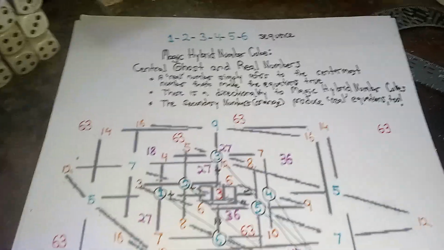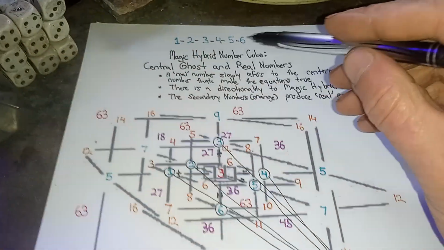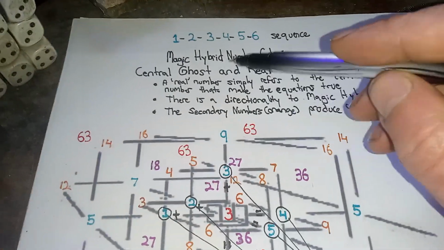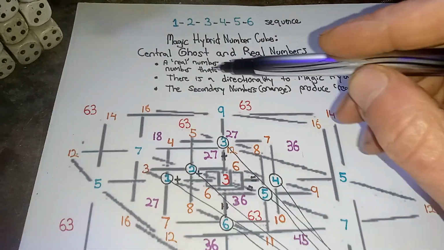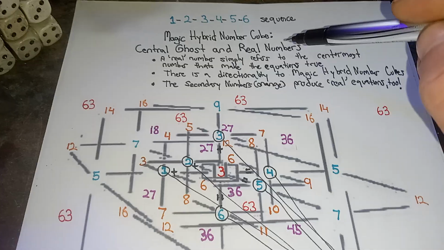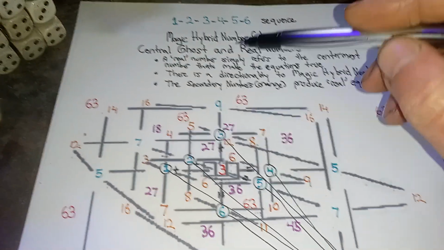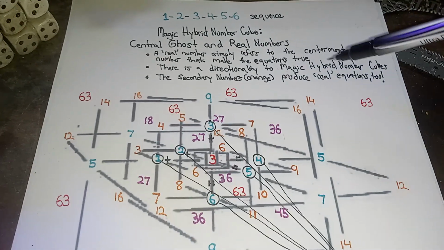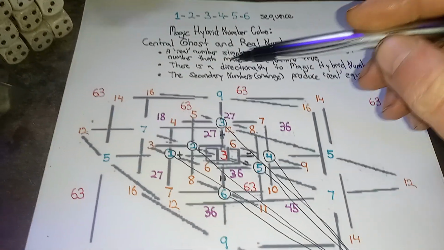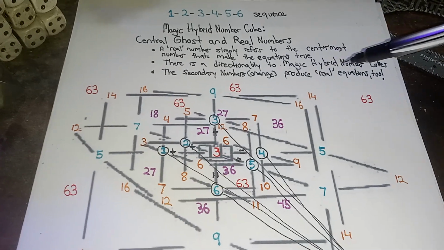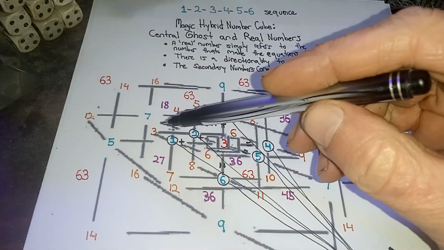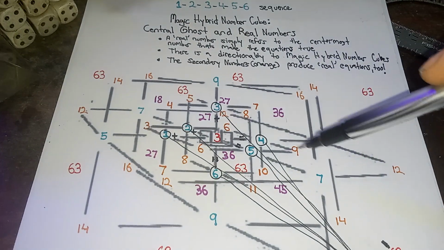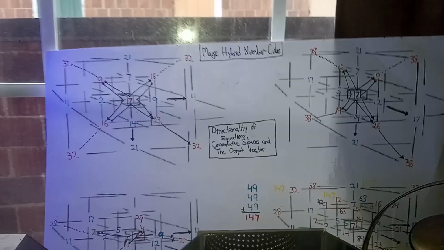Now this is a magic hybrid number cube, and it's still 1, 2, 3, 4, 5, 6. It includes a central ghost and real numbers. A real number simply refers to the centermost number that makes the equation true. There is a directionality to the magic hybrid number cube, and the secondary numbers, orange, produce real equations too, like 3 plus 3 is 6, 6 plus 3 is 9. I drew them up right here.